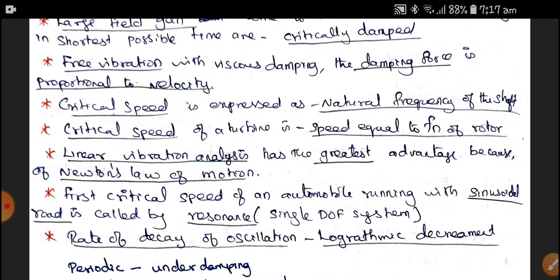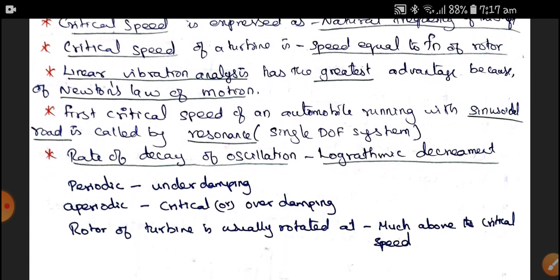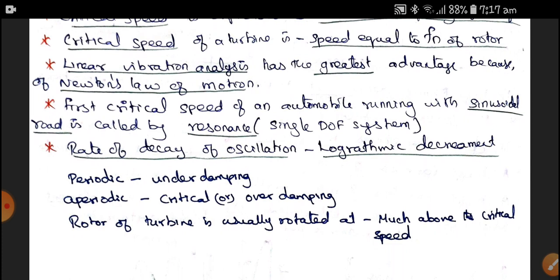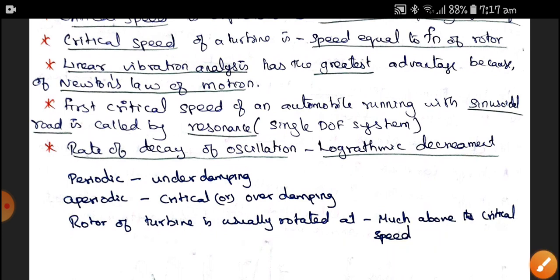And the rate of decay of oscillation is called the logarithmic decrement. Here you have to notice this: the rotor of the turbine is usually rotated above the critical speed. Rotor of the turbine is usually rotated much above the critical speed.